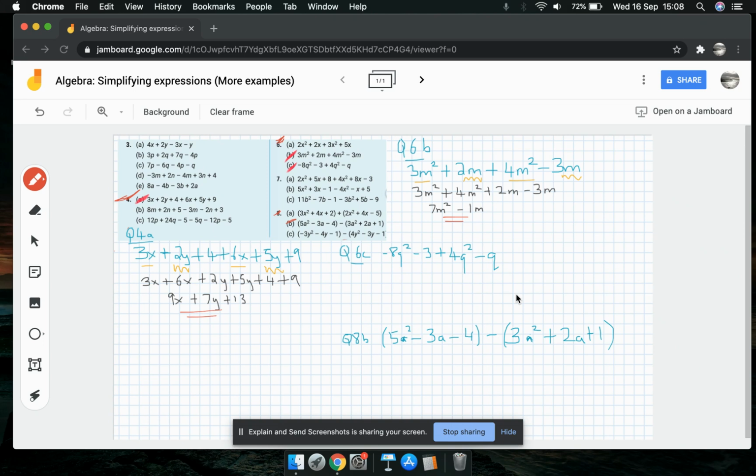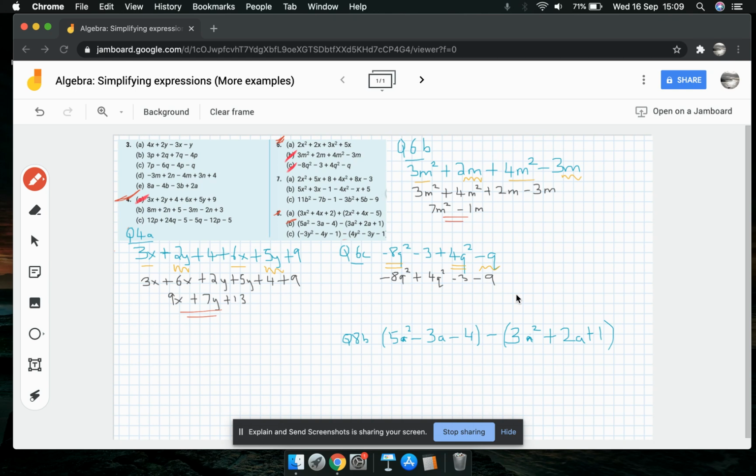Again, you want to highlight your like terms. I can see a like term here is minus 8q squared and plus 4q squared. I also have a minus q cubed. Actually, it doesn't have any match here, and minus 3 doesn't have any match either. There's no other number in that equation. So what I want to do again is rearrange. Minus 8q squared plus 4q squared minus 3 minus 9. Now I want to simplify.